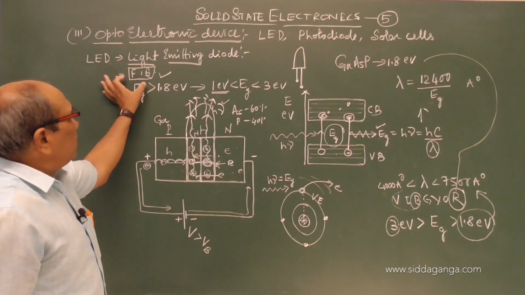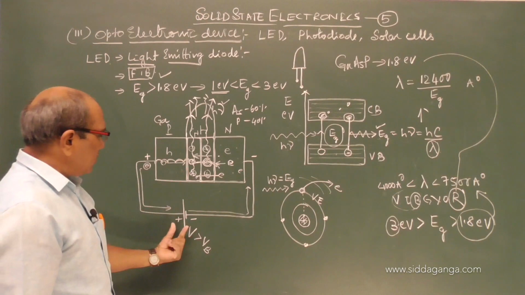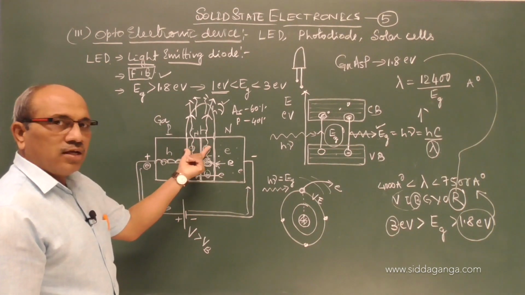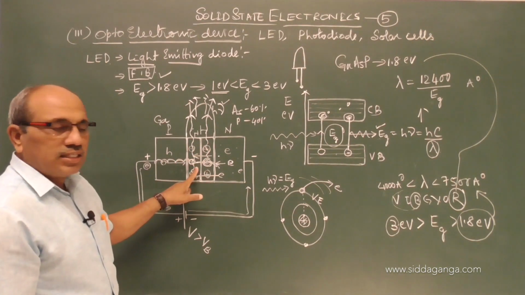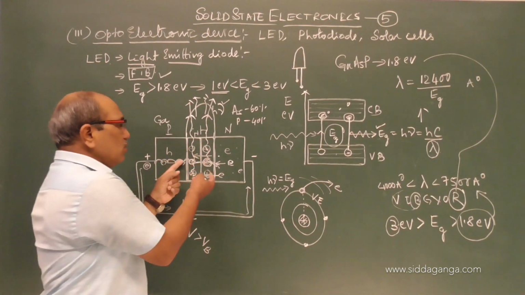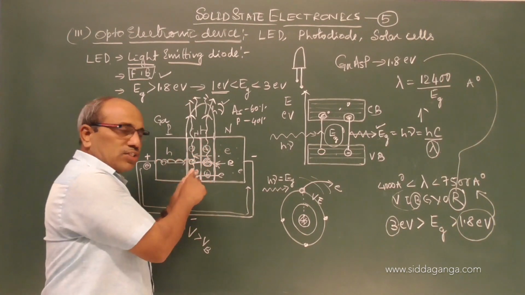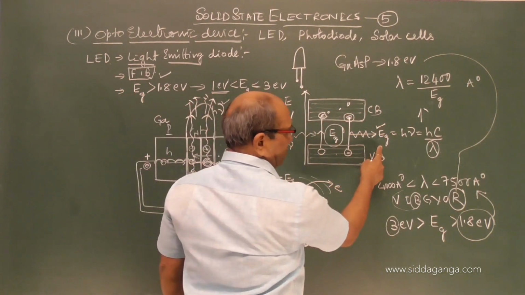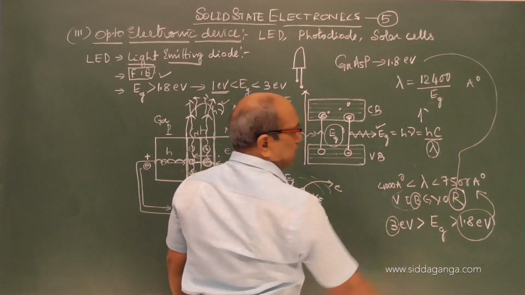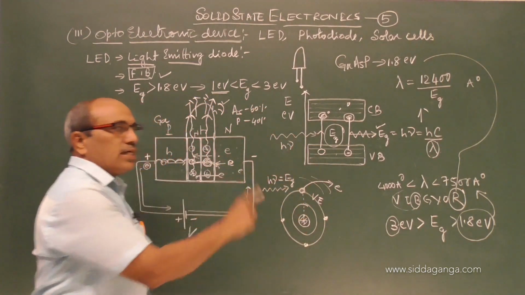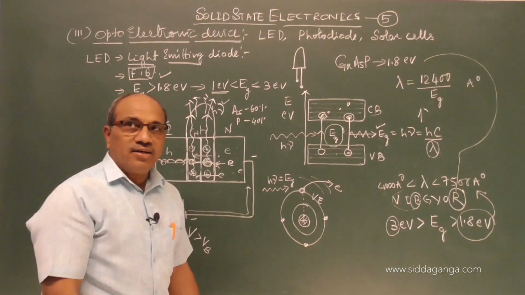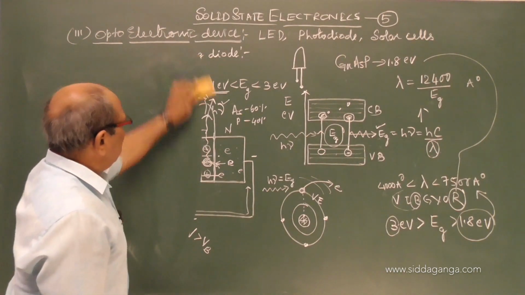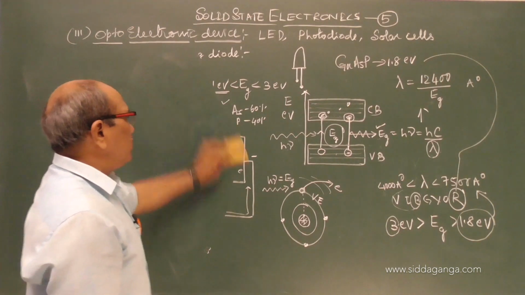So under forward bias, what happens when we supply the voltage? When the supplied voltage exceeds the barrier potential, diffusion starts in the depletion layer. This diffusion of charge carriers in the junction releases energy. That energy, equal to the energy gap, is emitted with a particular wavelength. That is how electrical energy is converted into light energy in a light emitting diode. That is one device we come across.